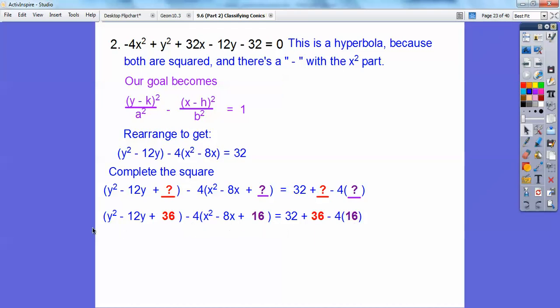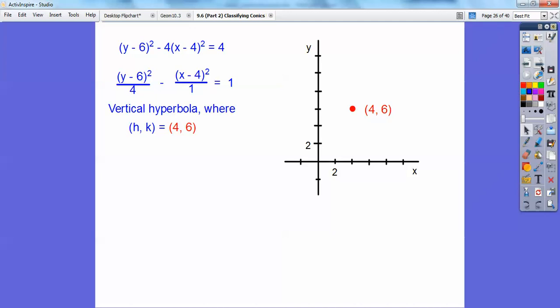Okay, this becomes the binomial y minus 6 squared. This becomes the binomial x minus 4 squared, and it has the negative 4 in front of it. And then these two come out to be 4, I think it is, when I did that. Yeah. All right, so my center is at, remember, h always hangs out with x and k always hangs out with y. So h, k, so 4 comma 6 is my center point right there. Okay, so there it is, 4, 6.